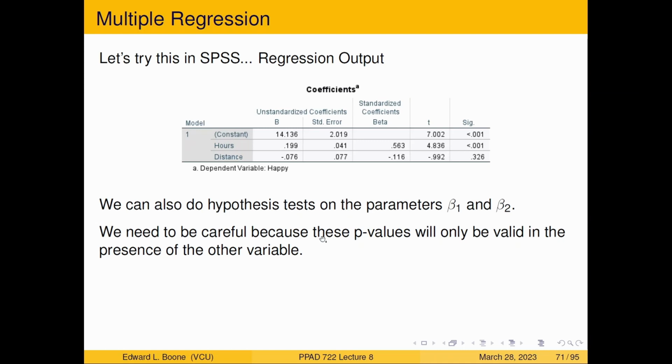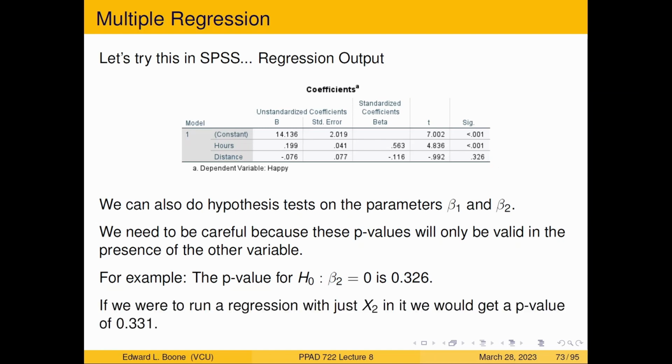But we need to be careful, because the p-values will only be valid in the presence of the other variable. So if you put other variables in this model, you'll see the p-values change. So for example, the p-value for H naught: beta 2 equals 0, is 0.326. Most people would say that's not statistically significant. However, if you were just to run regression with just x2 in it, the distance, you get a p-value of 0.331. So they will change depending on the data set that you're using, meaning when I say the data set, I mean the other predictors you're putting in.